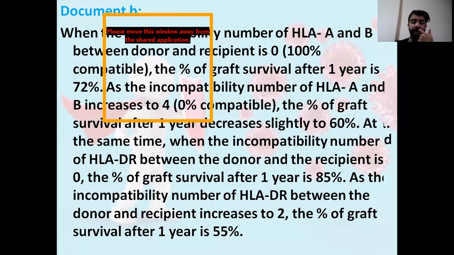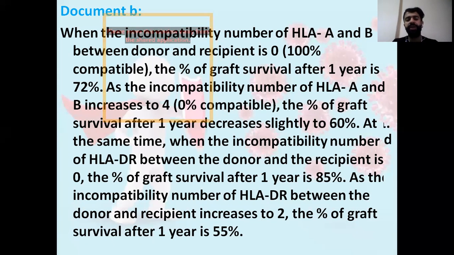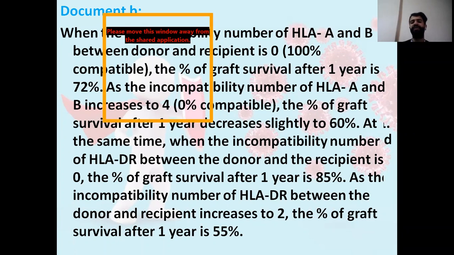Pay attention to this. Incompatibility meaning that they are different. Compatible, they are similar. So when the percentage of incompatibility is zero, what does this mean? This means that incompatibility is zero, so 0% difference. So 100% they are compatible. So the percentage of the graft survival after 1 year is about 72%. As the incompatibility number of HLA increases to 4%, the percentage of graft decreases slightly to 60%.